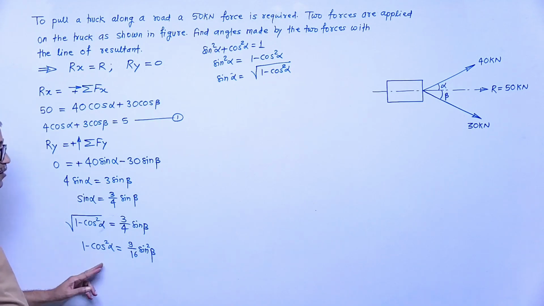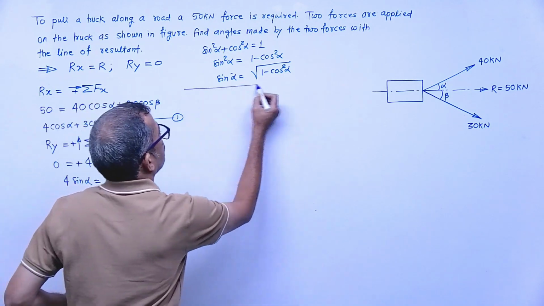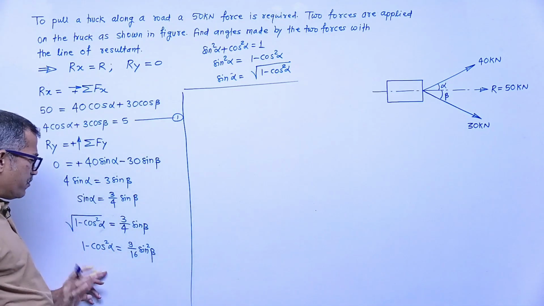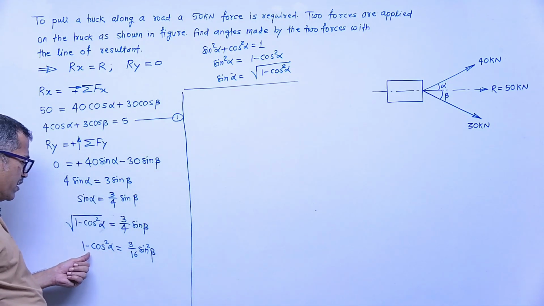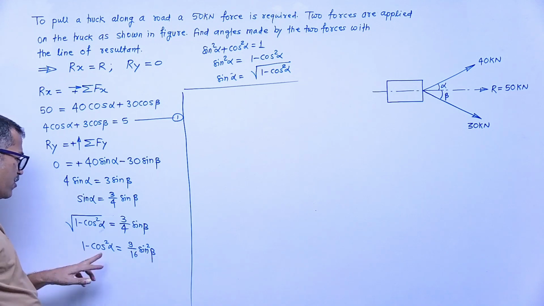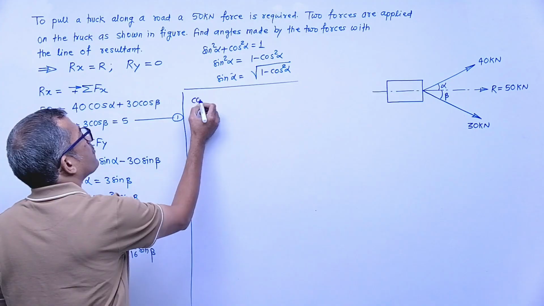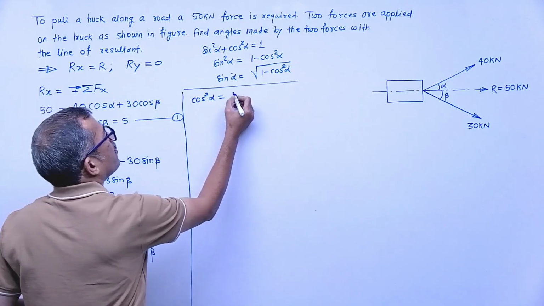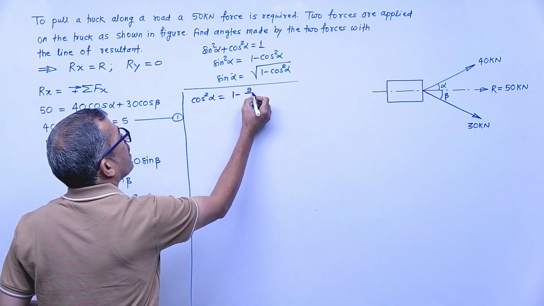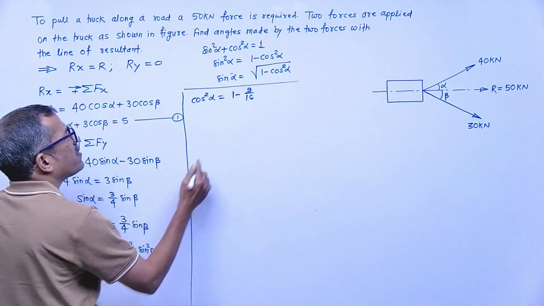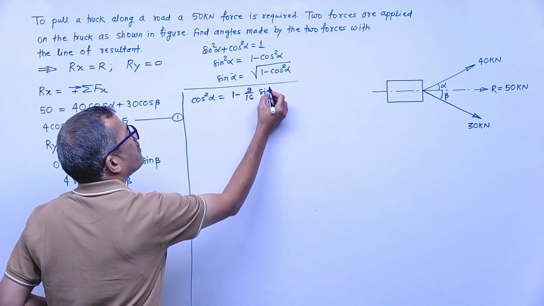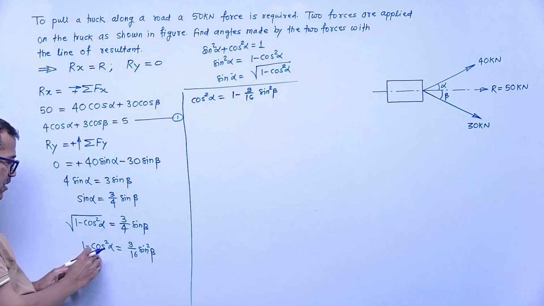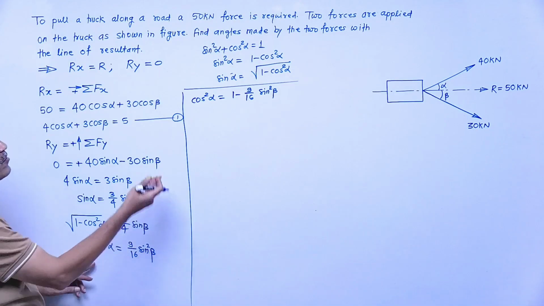From this one we will try for what? Cos alpha. Now I will write here on the right hand side. It is all substitution type, pure mathematics. I will write 1 minus this value is cos square alpha. Means cos square alpha equal to 1 minus 9 by 16 sin square beta. Clear? Any problem? Now 1 minus this value is equal to cos square alpha.